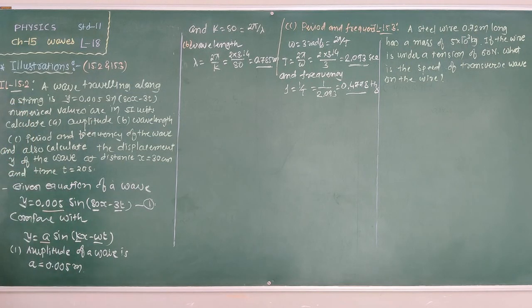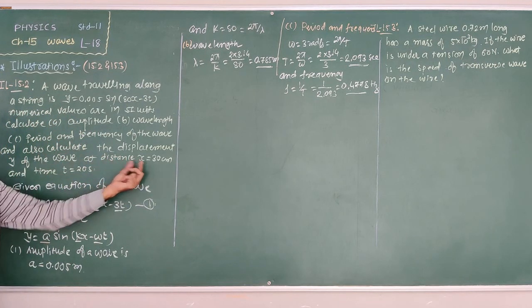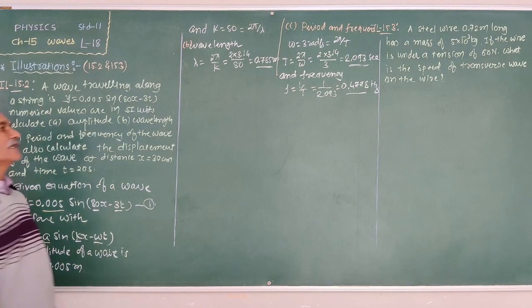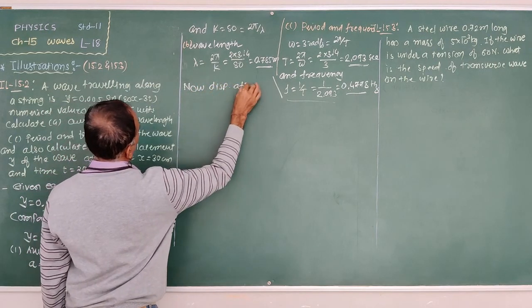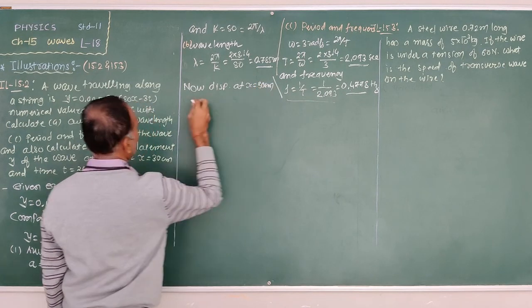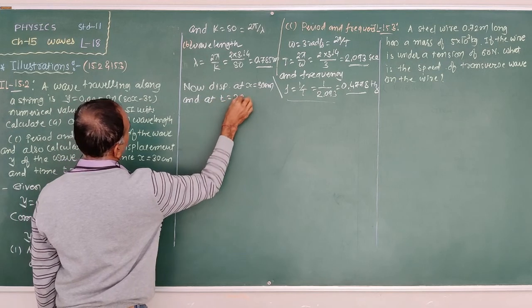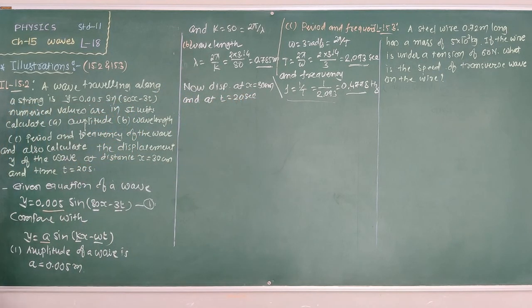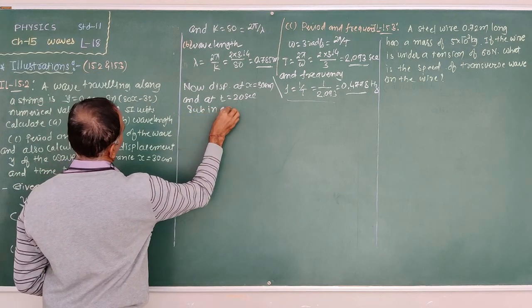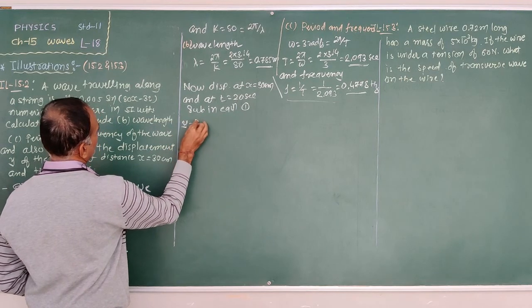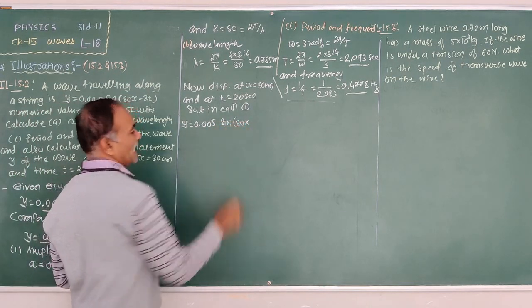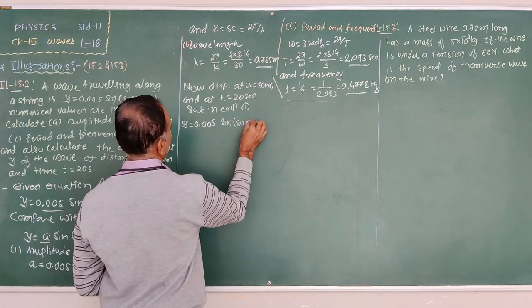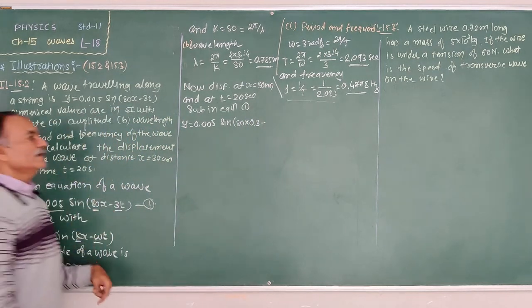Now our aim is to find the displacement of the wave at a particular point, x equals 30 centimeter and time t equals 20 seconds. Now, the displacement at x equals 30 centimeter and at t equals 20 second: we substitute x and t in equation 1. Therefore, y is equal to 0.005 sin(80 times x minus 3t). x is given as 30 centimeter, we convert it into meter, therefore 0.3, and time is given as 20.